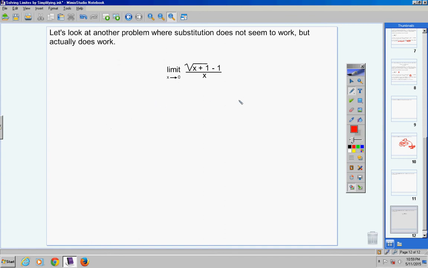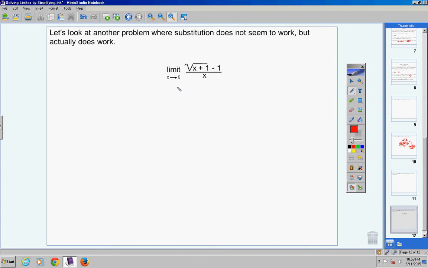Now the first thing you should normally like to do is put 0 in for x. So if we did that, we would have the square root of 0 plus 1, and then minus 1, all over 0. 0 plus 1 is 1. The square root of 1 is 1. 1 minus 1 is 0 over 0. So once again, students, we're getting out something that's not going to help us find the limit of this expression.